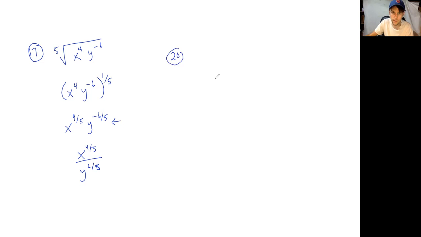All right, I want to look at number 20 next. So number 20, we have the 4th root of a big fraction here. We have 3 to the 4th times a to the -6th.